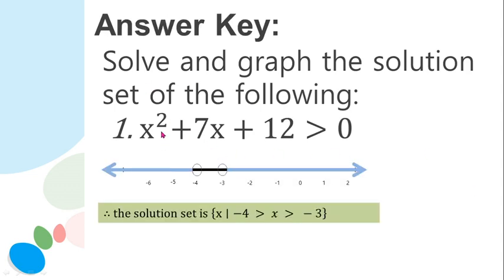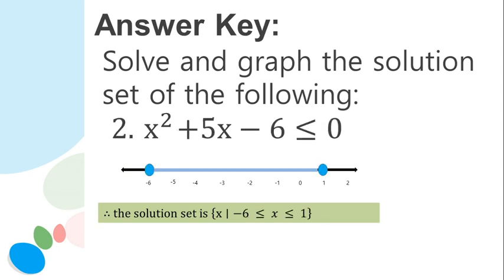For number 1, we have x squared plus 7x plus 12 is greater than 0. So our graph looks like this. The solution set is the set of all x such that x is less than negative 4 or greater than negative 3. The circle that you use should be a hollow or an open circle. Did you get it correctly? Very good.